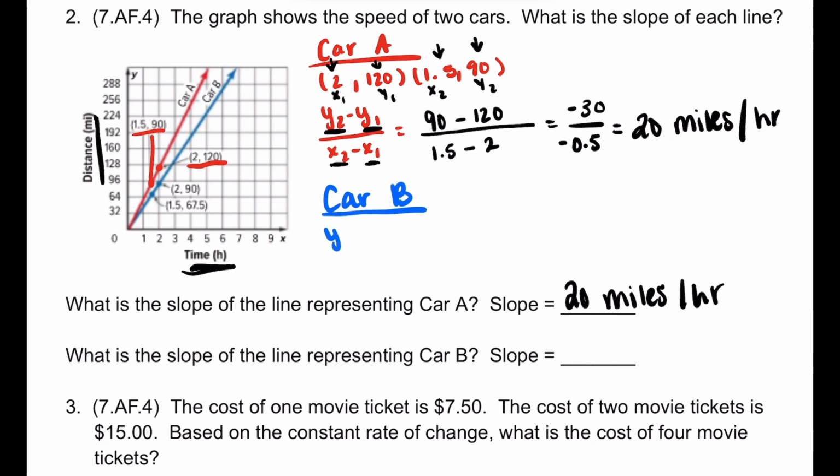You want to make sure to look at the ordered pairs just for car B. So using the same formula, I'm going to get my 2 ordered pairs.